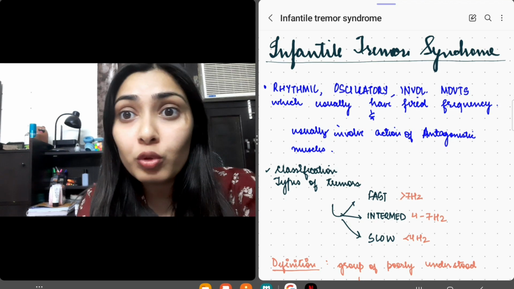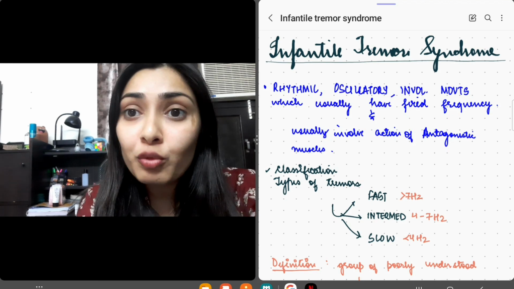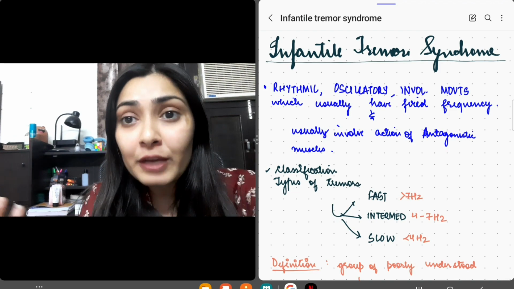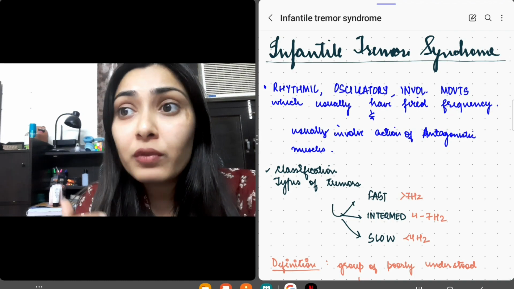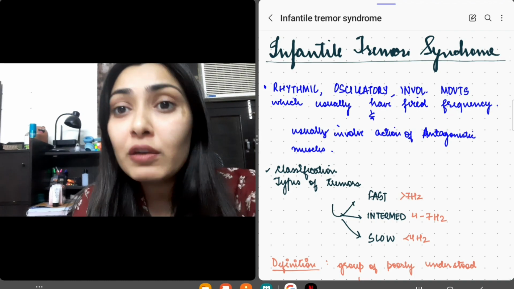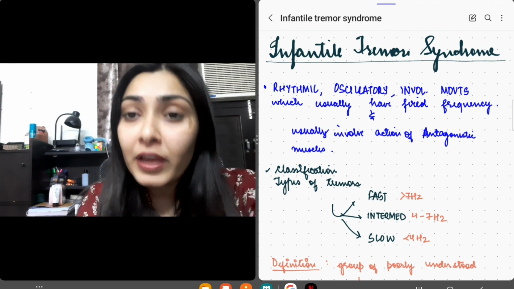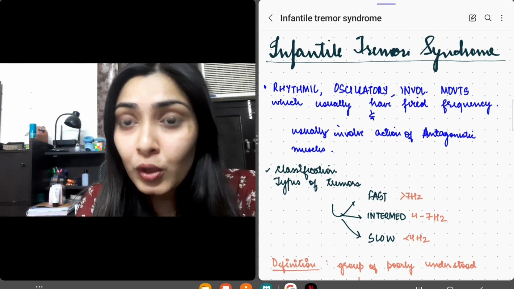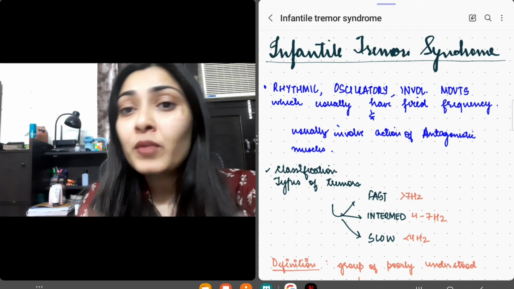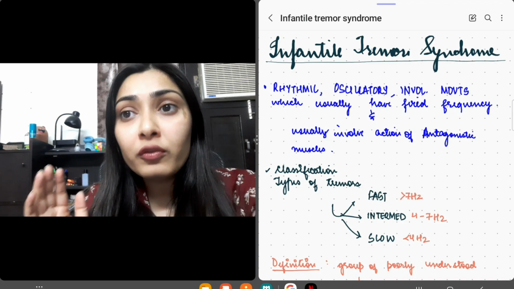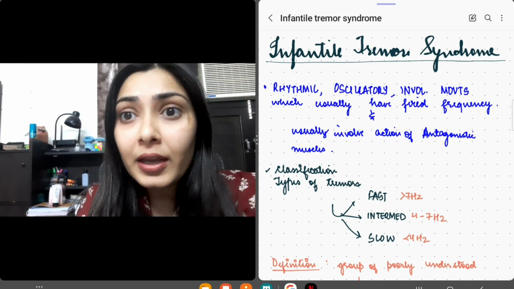This is an abnormal movement, and how do you define tremor? This is a rhythmic oscillatory movement that involves your limbs, right? It can involve your head, having a fixed frequency, and it usually involves antagonistic muscles, right? That means it will involve flexor also, extensor also. Both the components will be involved. It is a rhythmic, oscillatory movement. It can involve limbs, it can involve head, and it has a fixed frequency, right?